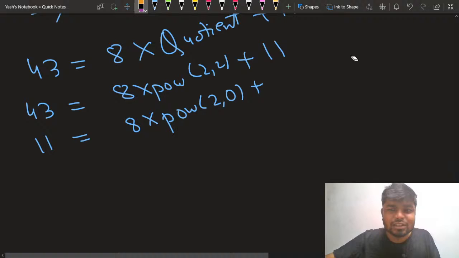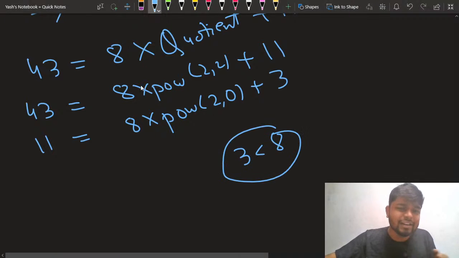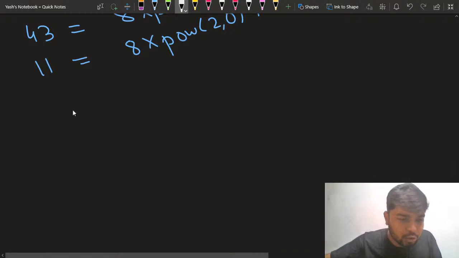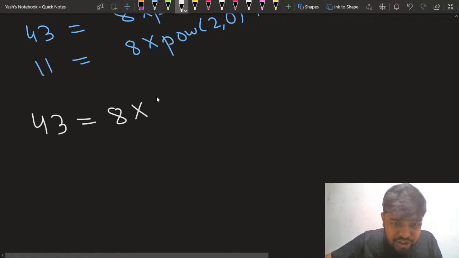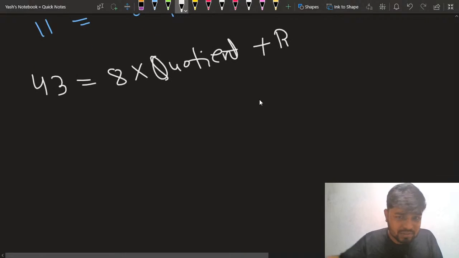The remainder is nothing but 3, right? Since the remainder is 3, that 3 is lesser than 8, so now you do not need to divide further. If we write this in a particular form, what will it be equal to? It will be 43, what I told you initially, the template: 8 into the quotient plus the remainder, right? This was the template that we were trying to bake.